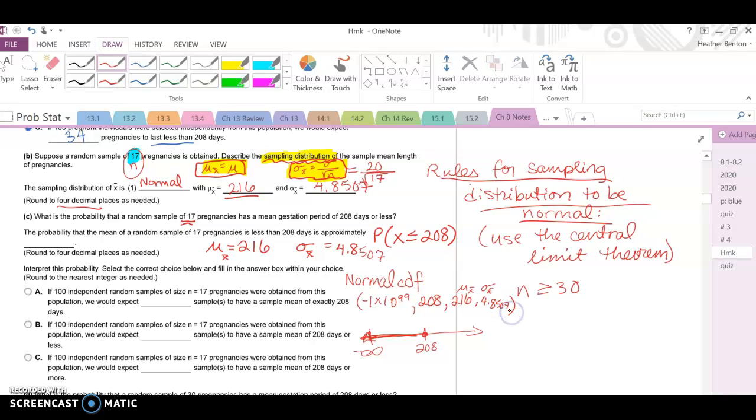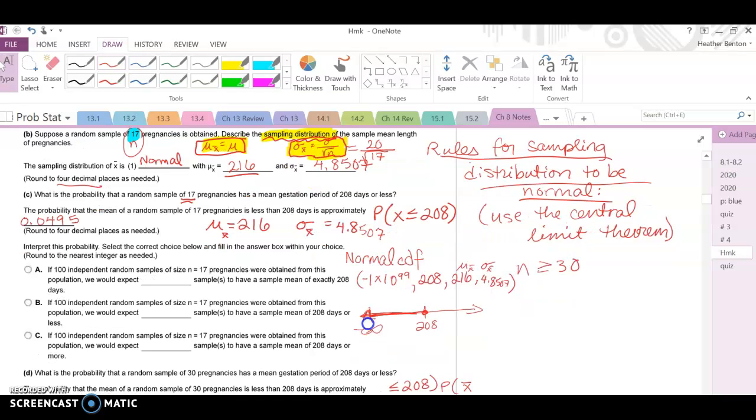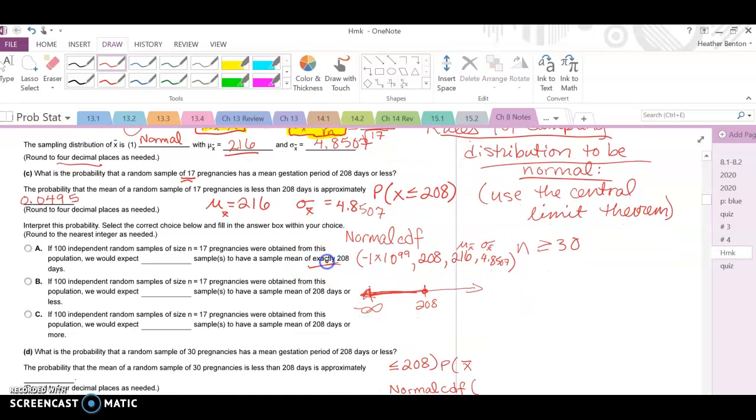4.8507. All right, so let's put that in our calculator. Okay, and so to the nearest 4 decimal places, we get 0.0495, and then it goes 48, but they only needed 4 decimal places. Then interpret this probability. We are going less than, so which one of these? This is exactly 208. This is 208 days or less for B, and this is 208 days or more. So we know it's B because that's the one that's less than 208.